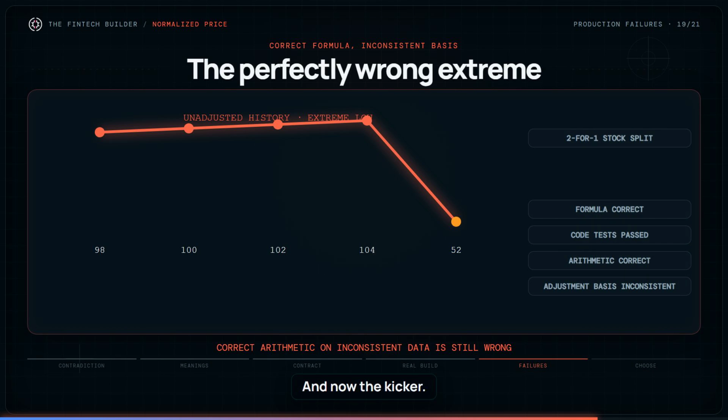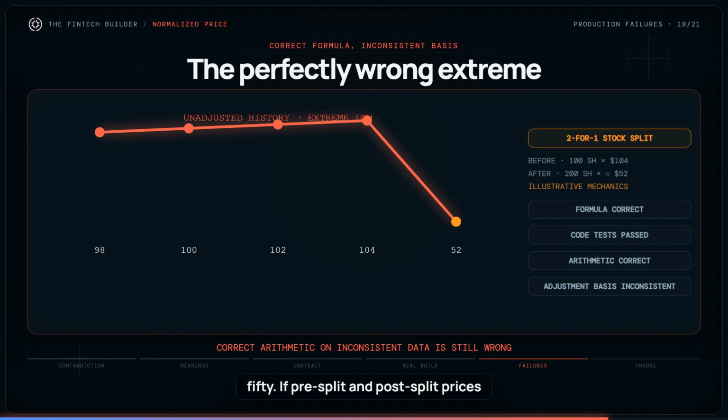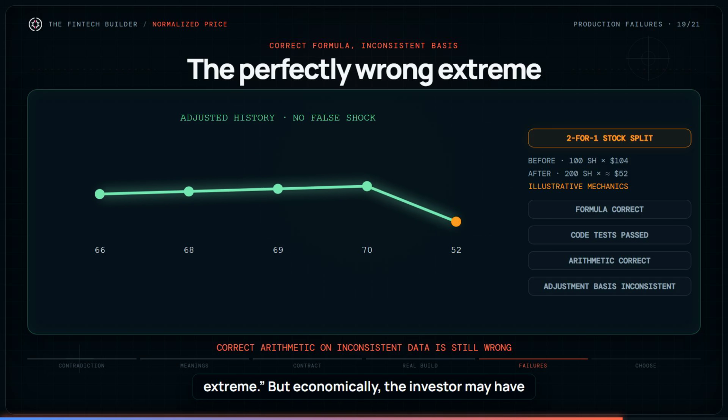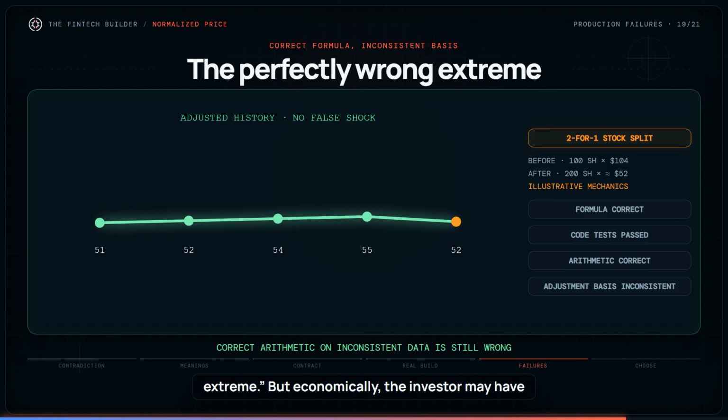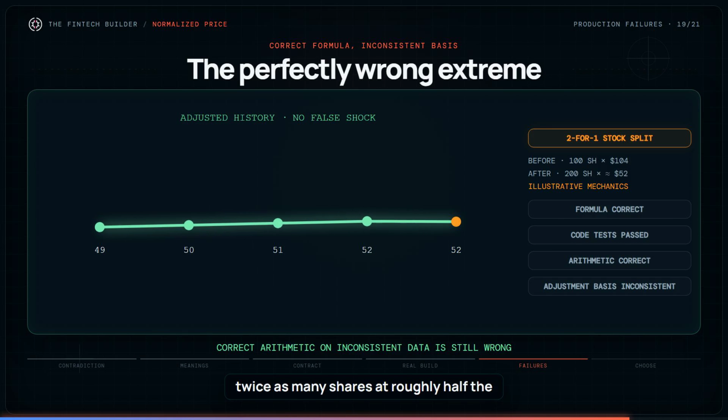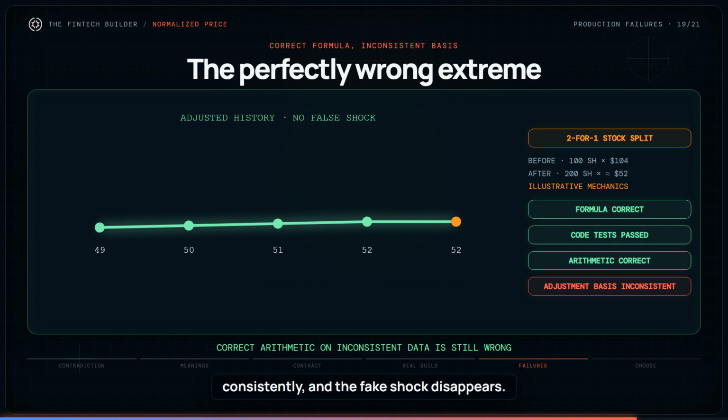And now the kicker. Suppose a stock trades near $100, then completes a 2-for-1 split and opens near 50. If pre-split and post-split prices are mixed without adjustment, a perfectly coded normalized metric can scream historic extreme, but economically, the investor may have twice as many shares at roughly half the price. Adjust the historical basis consistently, and the fake shock disappears. Correct arithmetic on inconsistent data is still wrong.